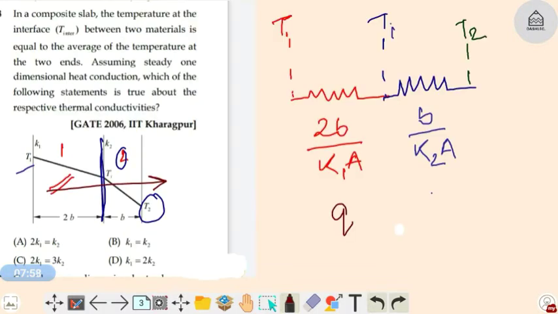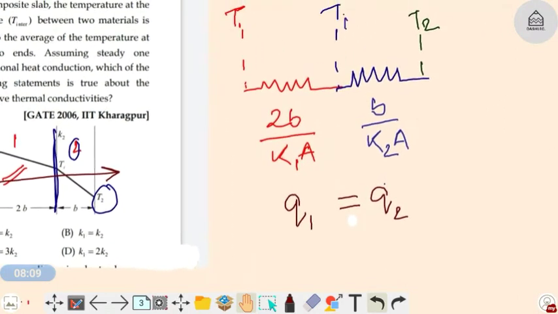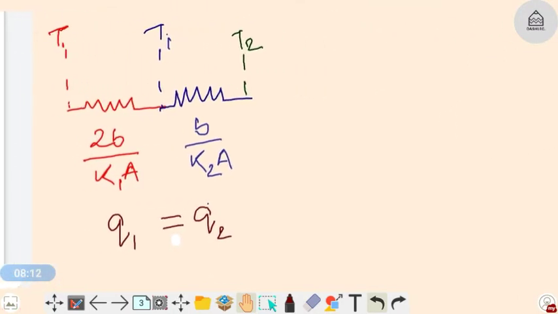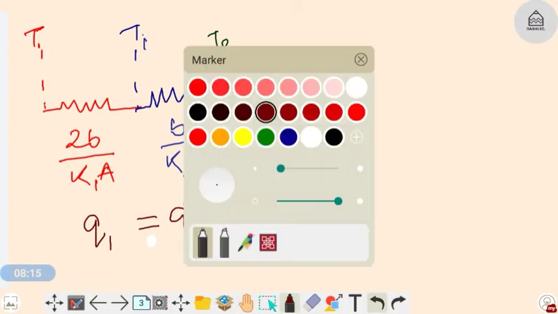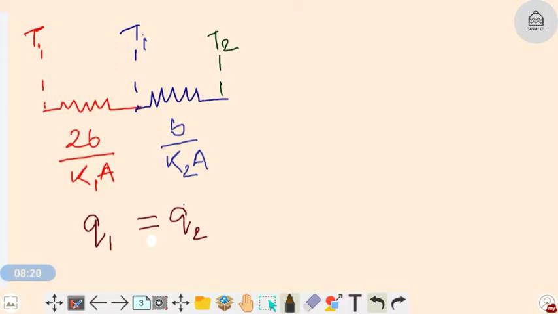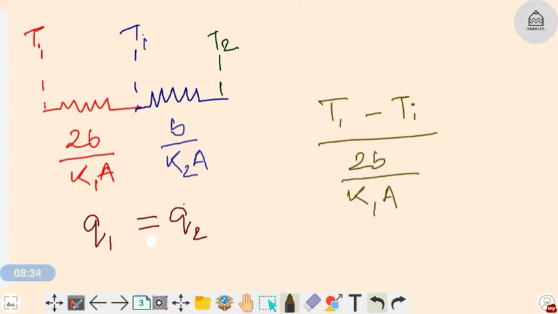So Q1 is equal to Q2, because both of them are in series. So how can I write Q1? Q1 will be equal to T1 minus Ti divided by 2B by K1 A. Yes or no? Yes.